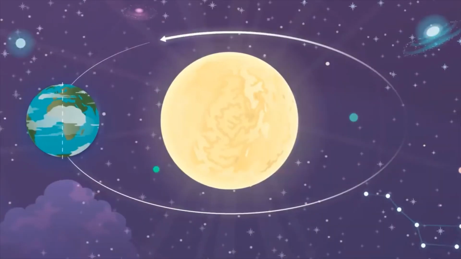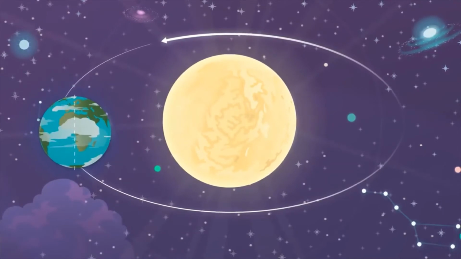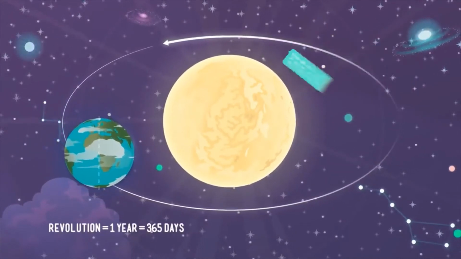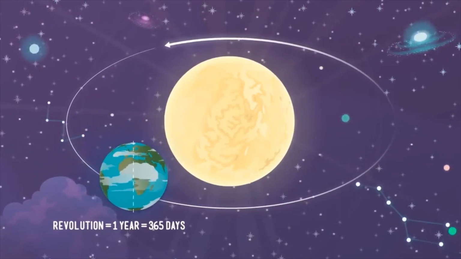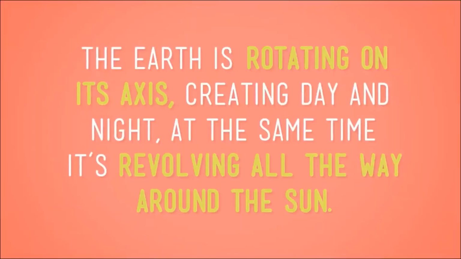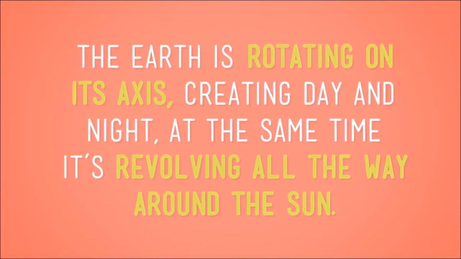At the same time that the Earth spins on its axis, it also orbits or revolves around the sun. This movement is called its revolution. One full orbit all the way around the sun is one revolution, and the Earth takes 365 days, or 1 year, to complete a revolution. So have you got all of this so far? The Earth is rotating on its axis, creating day and night, and at the same time, it's revolving all the way around the sun.